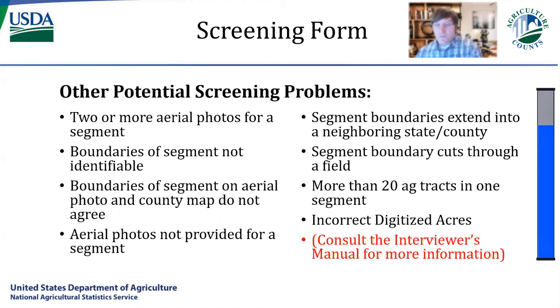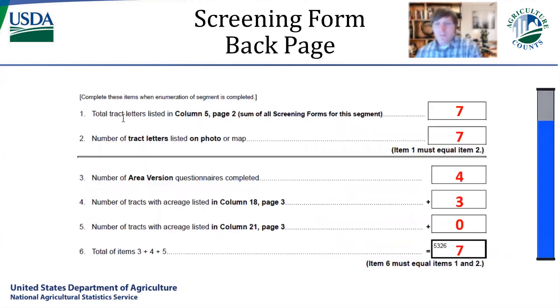contact the regional field office. There may be some segments where the boundaries might extend into a neighboring state or a neighboring county. There may be a segment where the boundary cuts right through the middle of a field. There may be a segment that has so much agriculture that it contains more than 20 ag tracts in the same segment. And you may see a situation where the digitized acres printed on the photo are not correct, and you were able to verify that after doing a lot of work with photo grids.